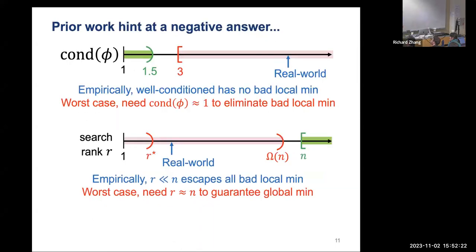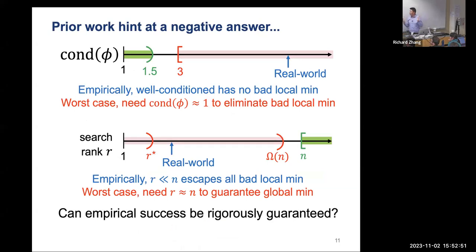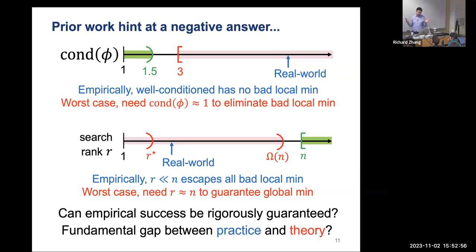So what do we have here? We have a bunch of negative results, right? At this point, most people believe that this is just an empirical fact that can never be proved. It has no bearing on theory. In practice, you have a terrible condition number, but you solve this non-convex problem, and it succeeds anyway. And if it doesn't succeed, we increase the rank from r star equal to 1 or 2 to 5 and it succeeds. But you can't prove it, and it is what it is. Maybe empirical success can never be rigorously guaranteed in that setting, because there's a fundamental gap between theory and practice.